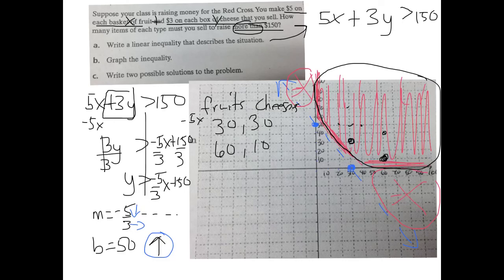Good luck on the rest of them. That's all going to look like this. You're going to set up something like this. You're going to solve it over here. You're going to graph it on here, and you're going to pick points in the area. Make sure you understand whether it's shade up or shade down. That's the biggest issue with this type of problem.